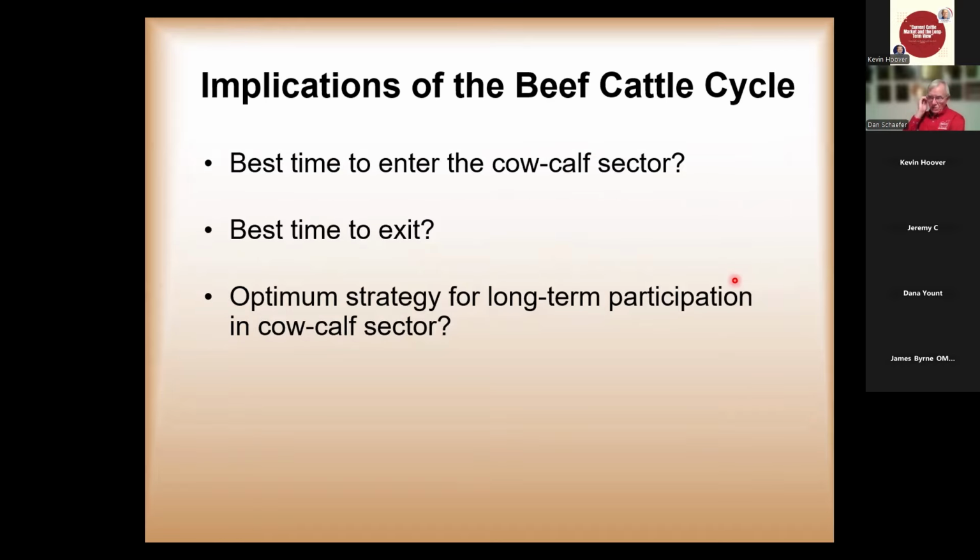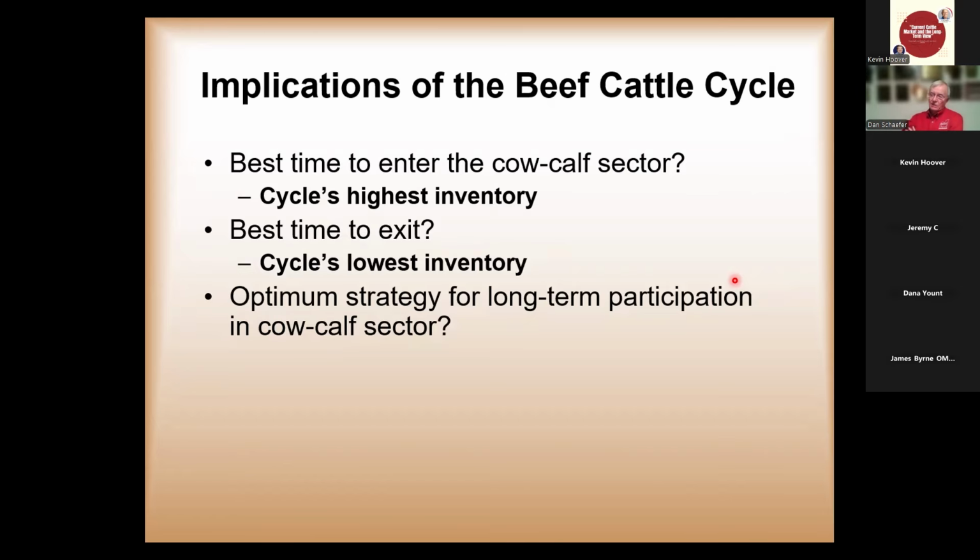So what are the implications of an understanding of this beef cattle cycle for future business decisions in the cattle industry? When is the best time to enter the cow-calf sector? Well, the best time to enter the cow-calf sector is when bred cow prices would be lowest, bred heifer prices also. This would occur when one is at the cycle's highest inventory. What's the best time to exit the beef cattle industry? Well, if one is close to retirement or for some other reason wants to exit the industry, the best time to exit would be at the cycle's lowest inventory, which is where we are now.